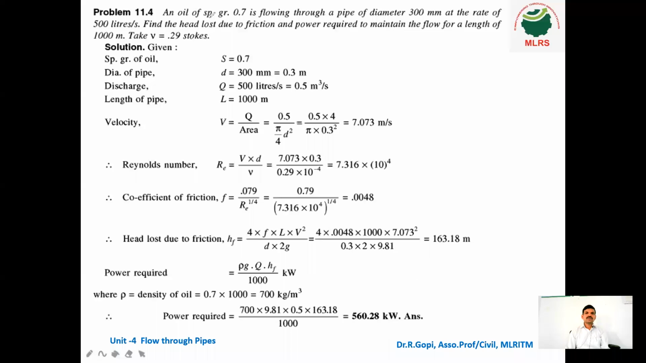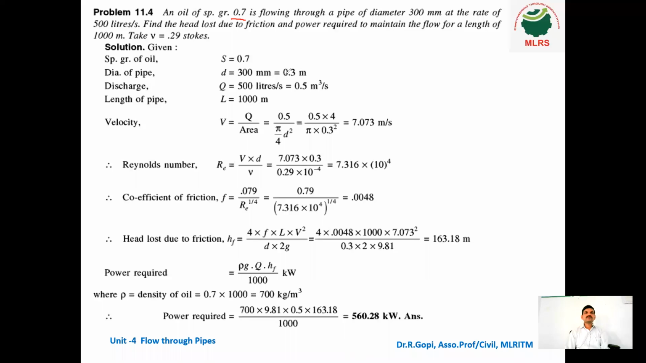An oil of specific gravity 0.7. Okay. Sir, kinematic viscosity is given for every problem, sir? Yes, they will give. Okay, next problem. You can ask your doubts later, because I am recording.